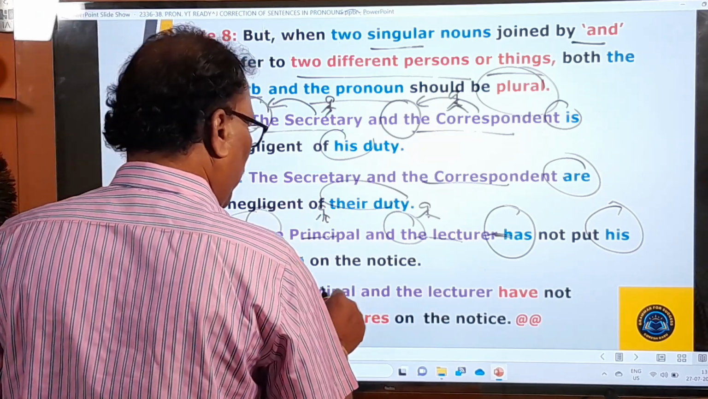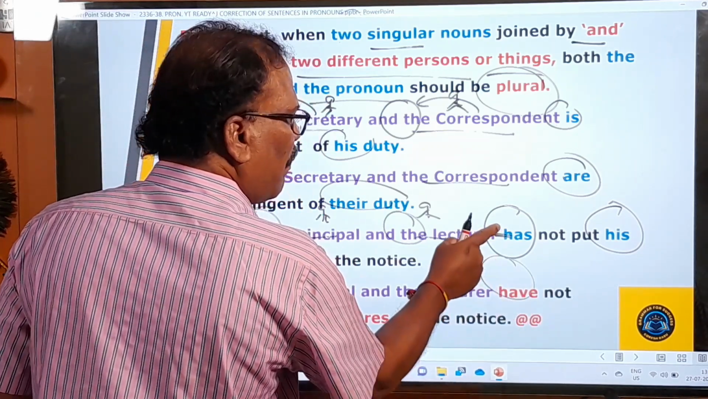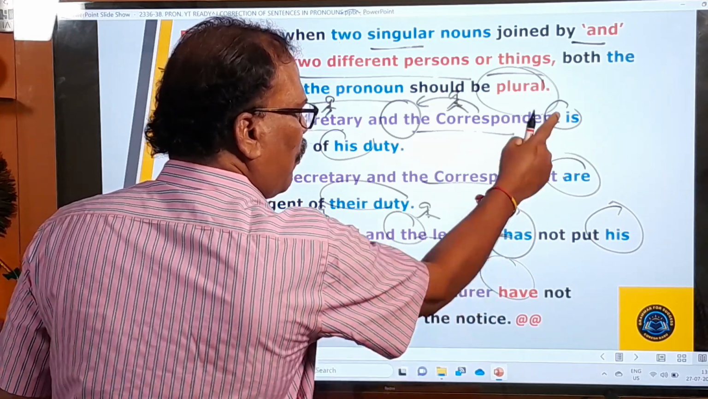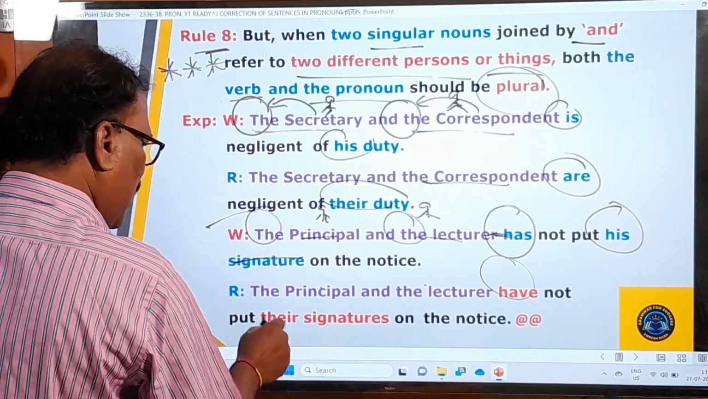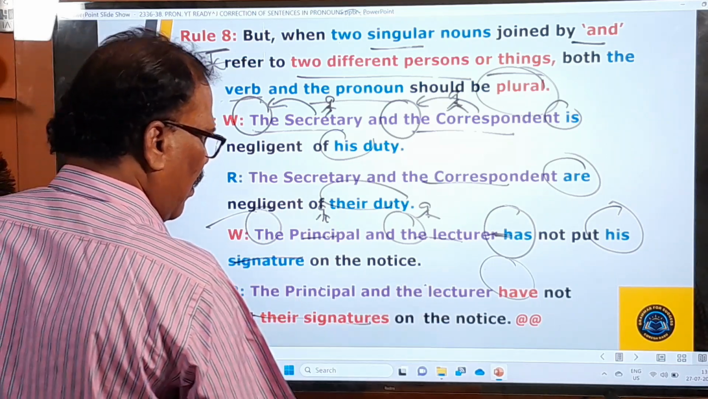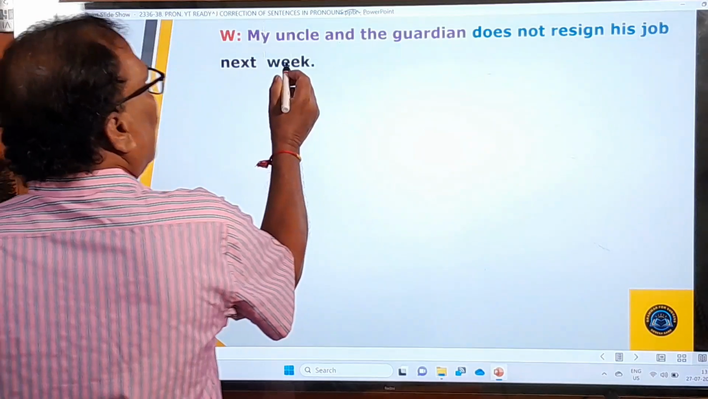Okay. So the principal and the lecturer have. The plural of has is have. The plural of is is are. You know that very well. And his signature means their signatures on the notice. Okay. Other examples are there.